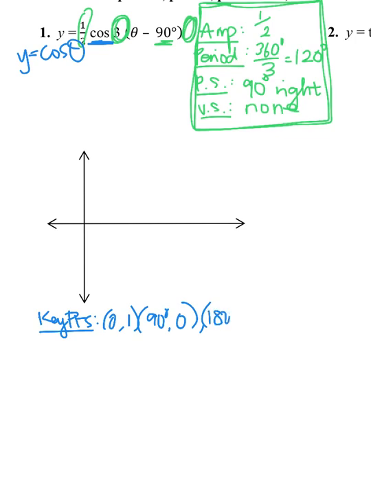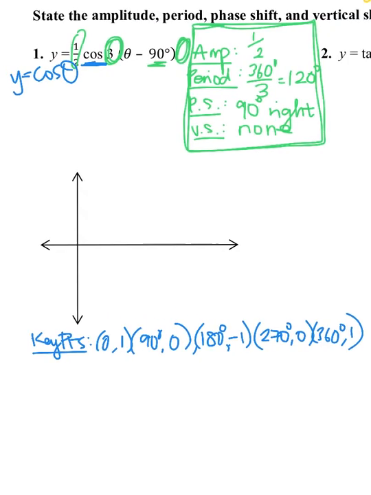Then at 180, it goes down to -1. At 270, it goes back to that middle point of 0. And at 360, it goes back up to 1. All right, so that is cosine, just the original parent graph. Okay, next I'm going to incorporate the amplitude and the period.